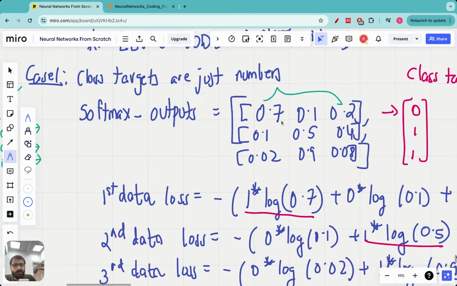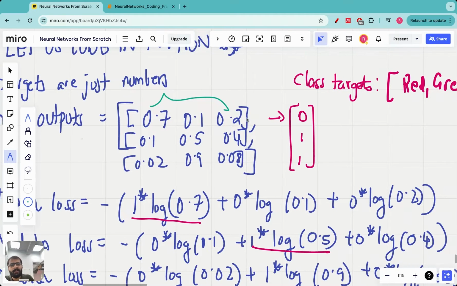Here we can see that with 70% confidence we think it's red. For the second batch, we think with 10% confidence it's red, 50% confident it's green, and 40% it's blue. For the third batch, we think that with 2% it's red, with 90% it's green, and with 8% it's blue.